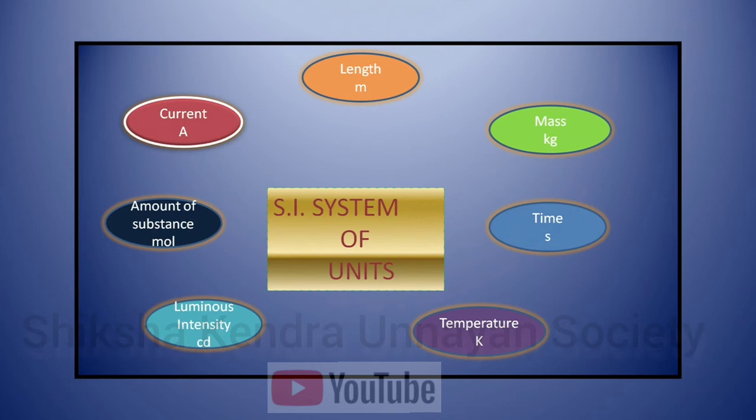For mass, it is kg, for time, second, for length, meter, for current, it is ampere, which is denoted as capital A. For amount of substance, the unit is mole. For luminous intensity, it is cd or candela. For temperature, it is Kelvin, denoted by capital K. SI system is a metric system.